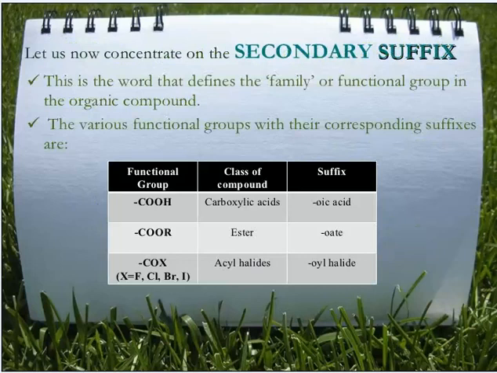Let us now concentrate on secondary suffix. For example, COOH carboxylic acid, the suffix will be OIC. COOR ester, the suffix will be OATE. COX, where X may be fluorine, chlorine, bromine, or iodine. The compound is acyl halide, and the suffix will be OYL halide.